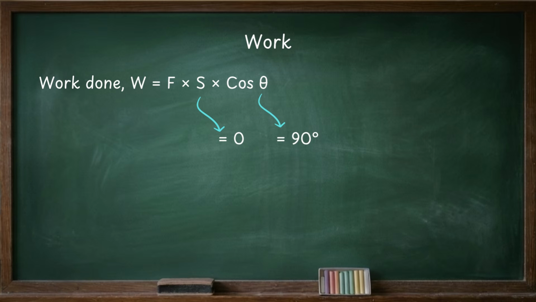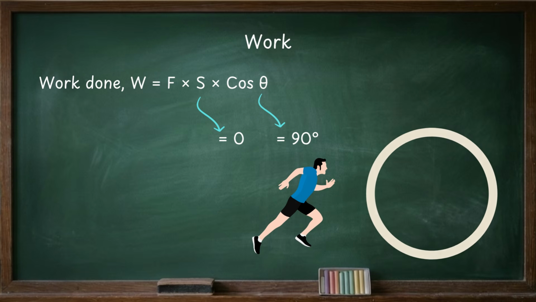Now, let me ask you a tricky question. Imagine a runner sprinting at full speed around a circular track. He starts at point A, powers through the entire loop, and crosses the finish line right back at point A. What is the net work done here? The answer is 0. Wondering why? It all comes back to the first situation that we just learned. Because the runner ended up exactly where he started, his net displacement is 0. And in physics, if there's no net displacement, the net work done is also 0.